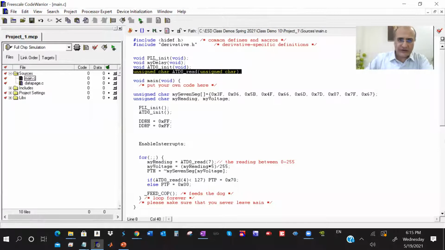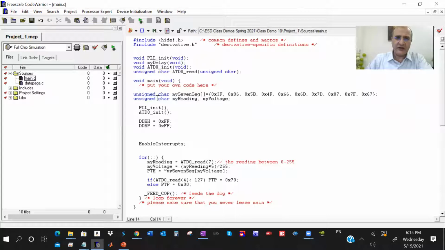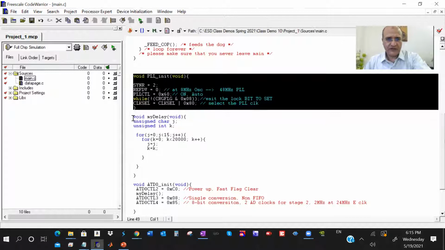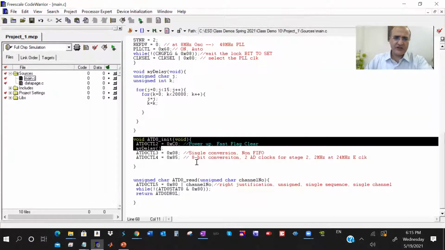And this is the 7-segment display for displaying the value. This is the reading, converting it to voltage. I'll come to this later. PLL init, A to D0 init. Let's go to our functions. PLL init, we wrote it in the past. The delay function, we wrote it in the past. You can replace it with the delay function we use with the interrupt, up to you. But this is the new thing here.